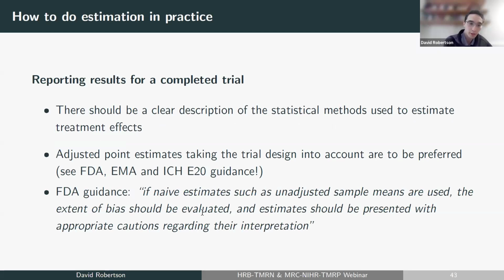And when it comes to reporting results for a completed trial, there should be a clear description of the methods used to estimate treatment effects. Again, adjusted point estimates are to be preferred. The FDA guidance, for example, says that if naive estimates such as unadjusted sample means are used, the extent of bias should be evaluated and estimates should be presented with appropriate cautions regarding their interpretation. So that's a note of caution about using the standard estimators for adaptive designs.